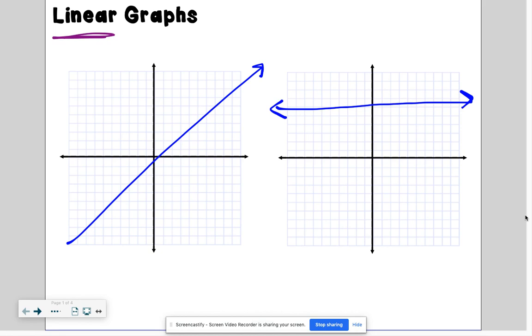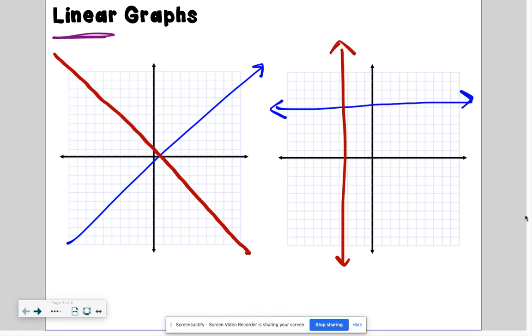I'll just keep drawing more just so you can kind of get an idea. Something going straight up and down would be a linear graph. And then, like the opposite of this line going downwards, that's also linear. So, linear graphs are what we see most of the time right now. Any graph that is linear will have a constant rate of change or slope, if you heard that word.